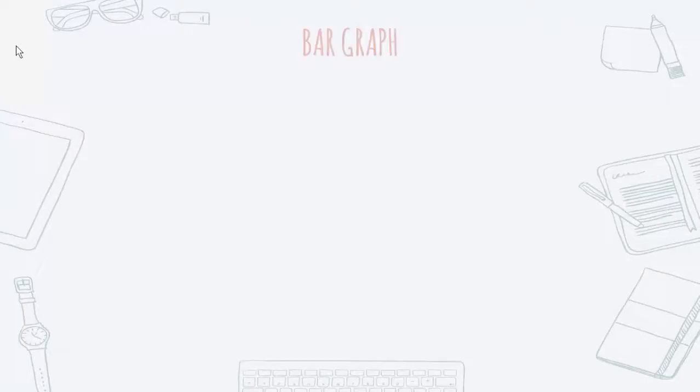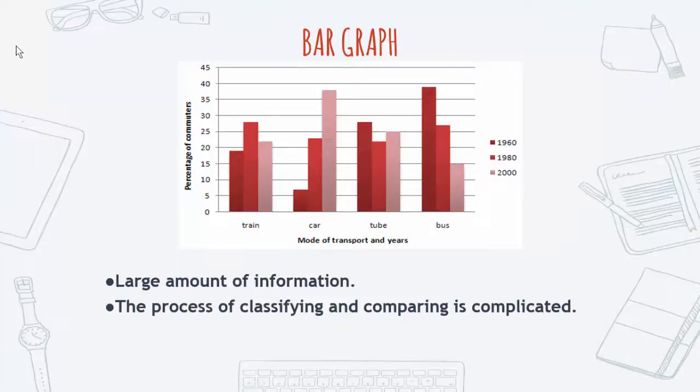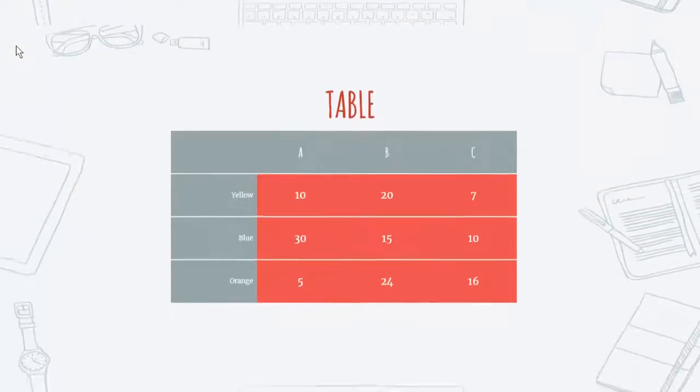is the bar graph. It's quite obvious that the amount of information these graphs provide is fairly large, which makes the classification and comparison quite complicated. But you just need to remember to report the maximum and minimum figures and also point out the overall trend as well as describe and compare the results.